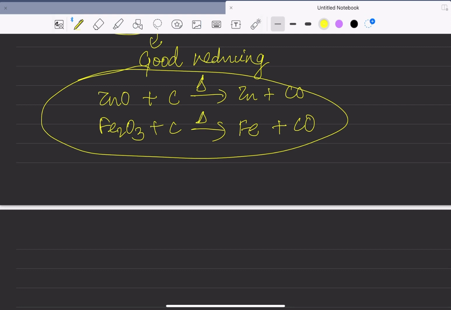Zinc oxide can be reduced by carbon or carbon monoxide, they're saying. Over here I used carbon. If it's carbon monoxide, you just change this, just turn this to carbon monoxide. Then if you use carbon monoxide, on the other side carbon dioxide will form. So let me just change it so you can write like this. Yeah, what is next?